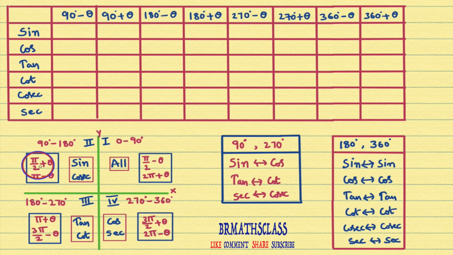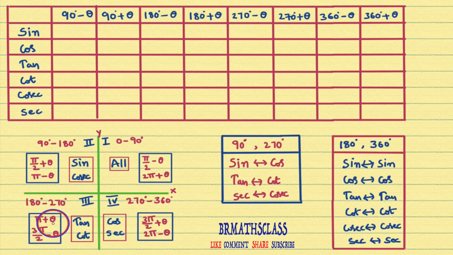Okay. Pi by 2 plus theta. Here theta is acute angle. Pi by 2 means 90 degrees. 90 degrees plus, more than 90 degrees, and theta is acute angle. It will be in second quadrant only. It is important. You need to remember that pi by 2 plus theta lies in second quadrant. Pi minus theta. Pi means 180 degrees. Pi minus theta is less than 180. Obviously, it will be in second quadrant only. So, pi by 2 plus theta, pi minus theta lies in second quadrant. You need to remember this.